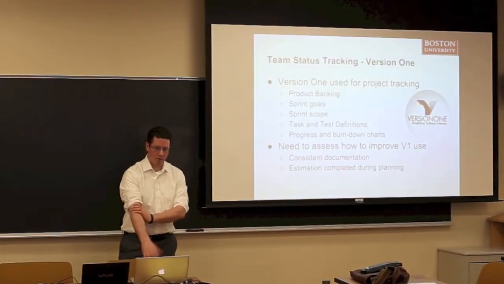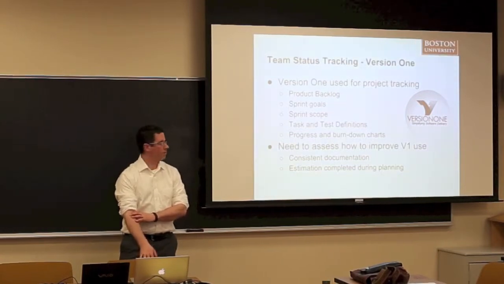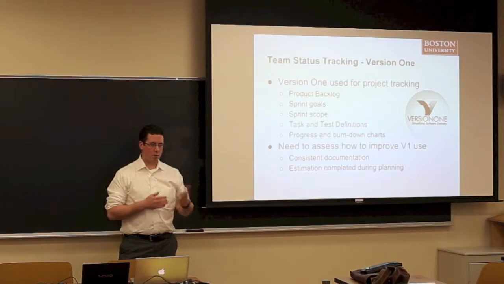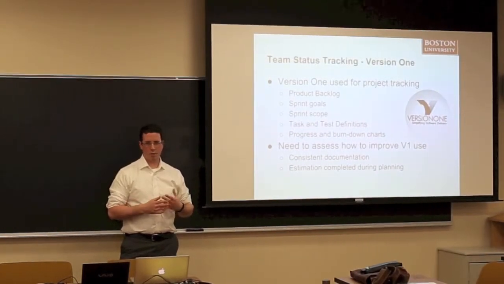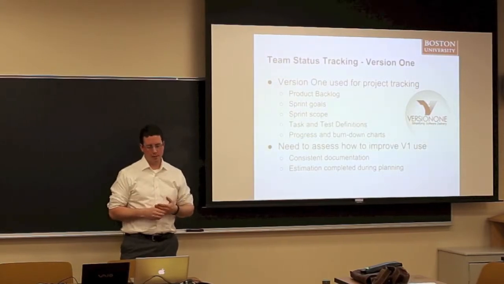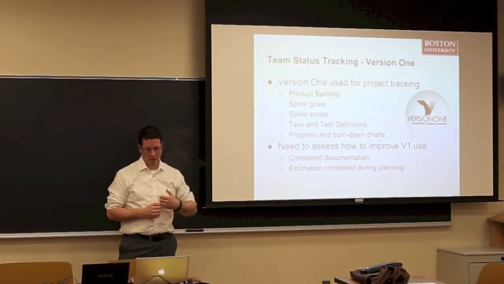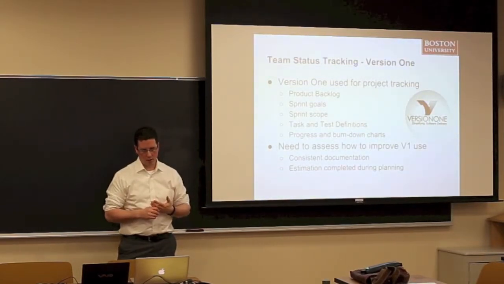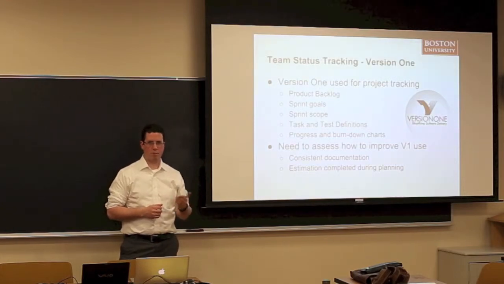So our primary tool for tracking everything was version 1. We were looking at putting the backlog in there, the sprint goals, sprint by sprint, and then for each sprint as we defined it, we were using version 1 to say these are the list of things that go into it. We also put everything in there, including tasks and tests. So we knew you're going to work on this task and you're going to be the one testing it. And then we were able to use the tool to track progress and produce burn down charts as we went.